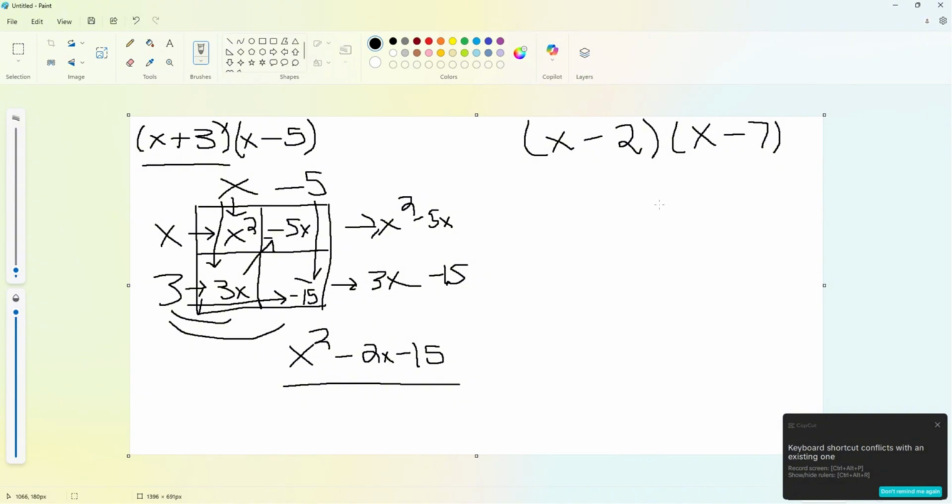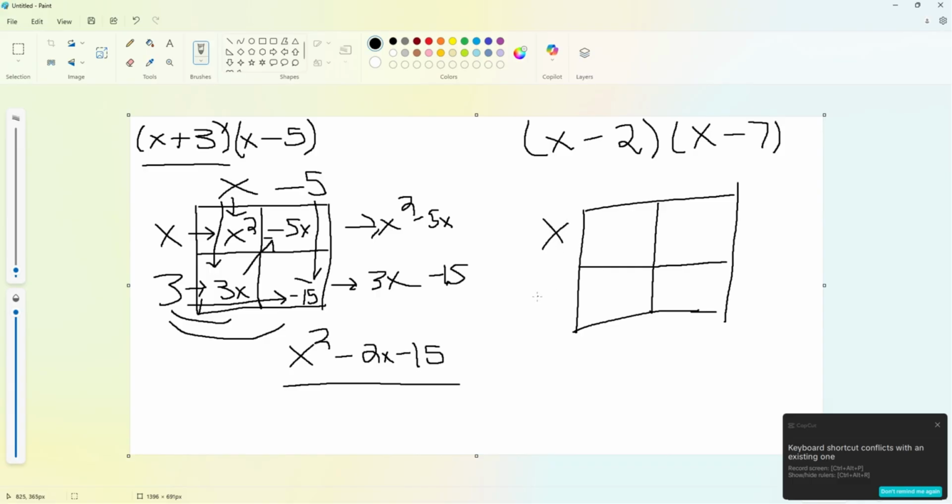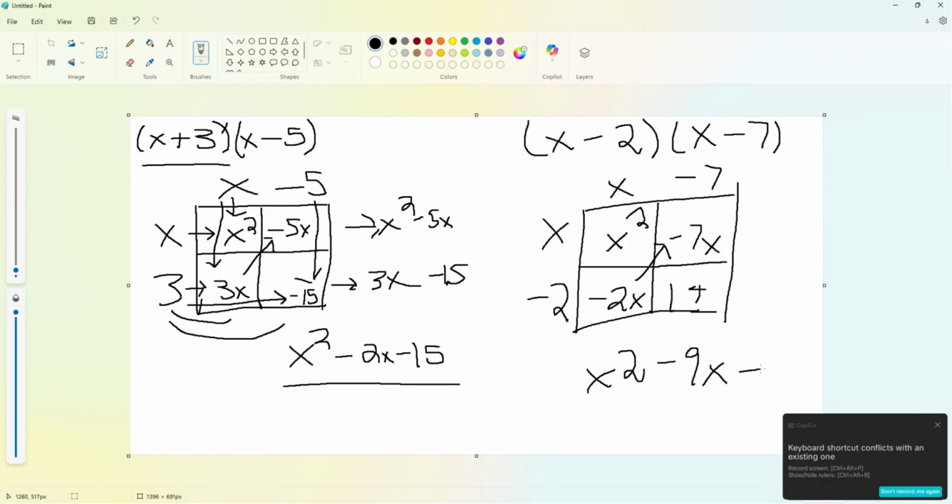Alright, moving on. We have x minus 2 and x minus 7. Of course, we'll create our box. It's not the best box, but it'll do. We have x minus 2 and x minus 7. We have x squared, negative 2x, negative 7x, and 14. You see our like terms are across from each other. So negative 9x. And then we have 14 by itself.